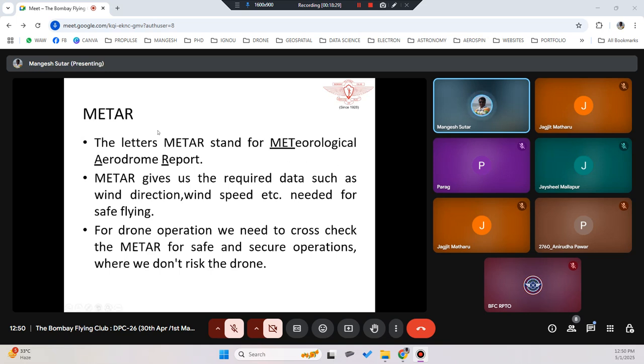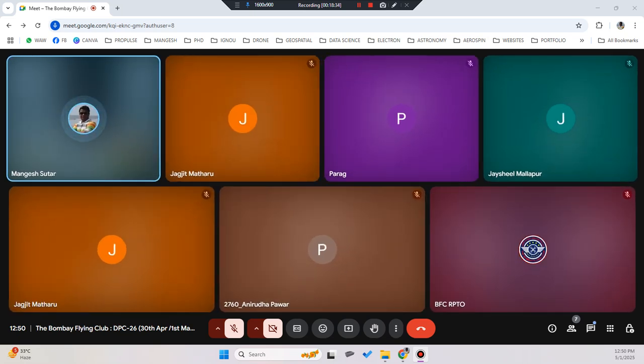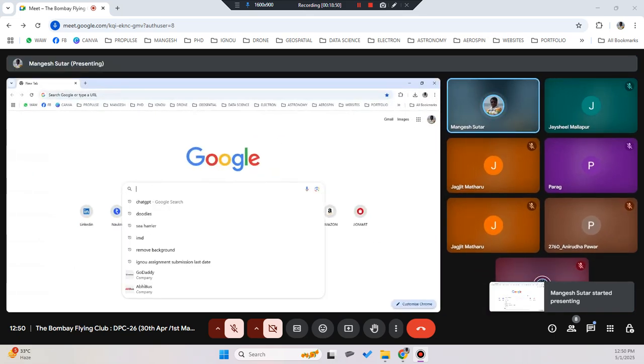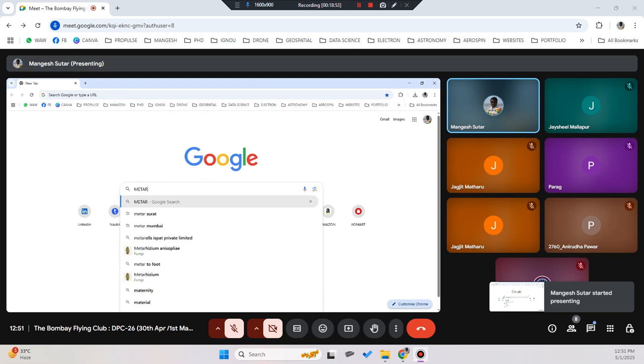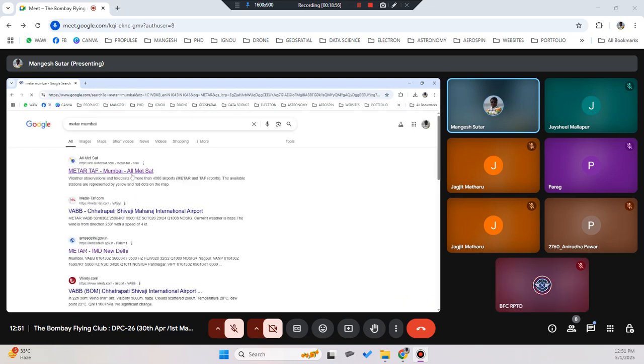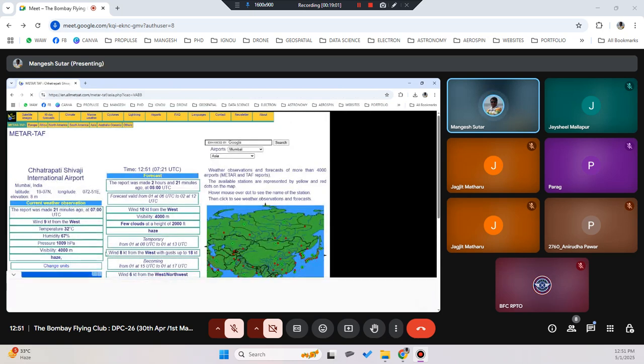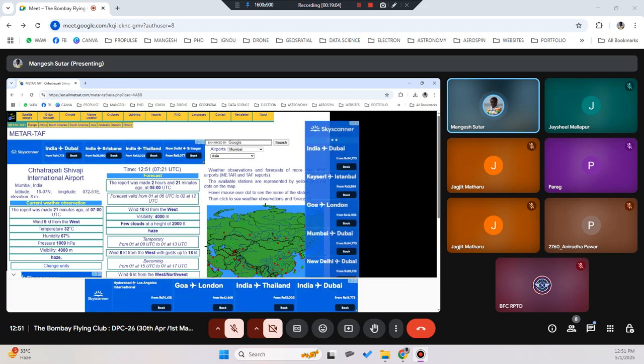Nowadays, because of technology, every airport has its own website, so you can always check the METAR online. Let me show you a couple of METARs for your understanding. I just have to type METAR Mumbai. Just open the first site. Whatever you see on the left side is your METAR. You see Chhatrapati Shivaji International Airport, Mumbai, India. It is talking about its latitude.